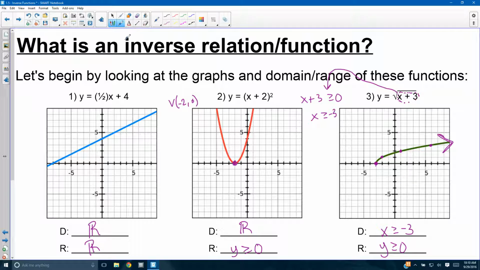So this didn't help you answer what an inverse relation or inverse function is, but we begin by looking at this. I'm going to revisit these after I do another example and show you what an inverse is and how we can take the inverse of these. By the way, domain and range was super important for what I'm going to talk about.